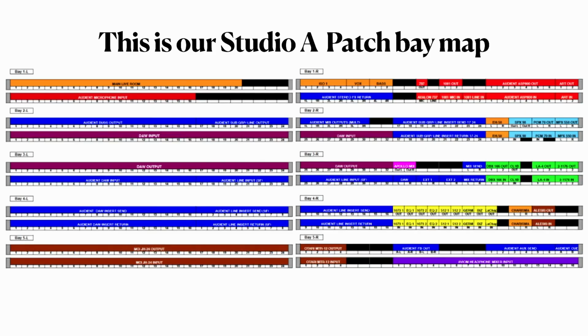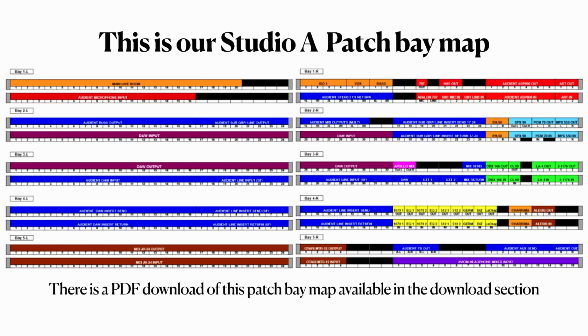This is actually a map of our actual patch bay in Studio A here at ES Audio Recording Studios in Los Angeles, California. This is actually an updated map. I had to look for a second to make sure this was the updated one. But yeah, this is the updated patch bay map. So what actually is a patch bay? Oh, I'm going to actually make a PDF version of this downloadable in the download section of this lesson. So look for that. You guys can download this PDF and study it and enjoy it.